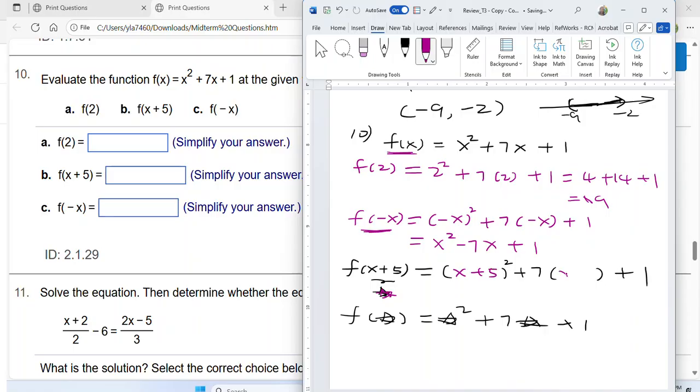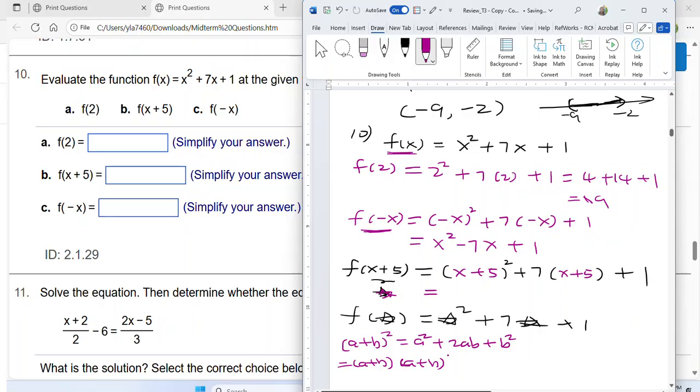This one is a perfect square. You can use the perfect square formula. Basically, if you have a plus b squared, that's equal to a squared plus 2ab plus b squared. That's the formula. If you don't remember the formula, you're going to use a plus b times a plus b, multiply them out, combine the like terms, and you will get this. But I usually tell people, go ahead and just use the formula.